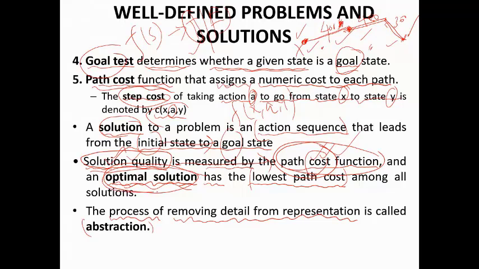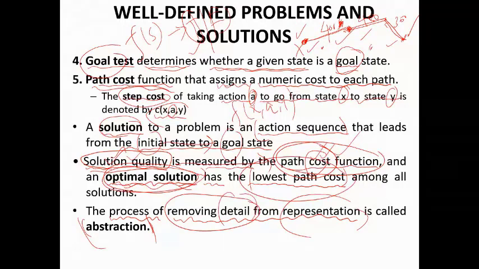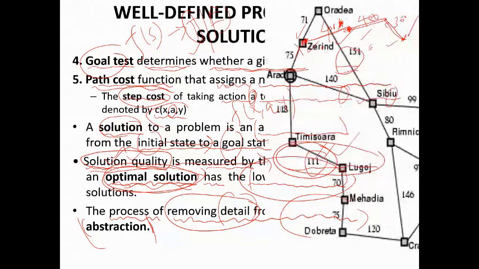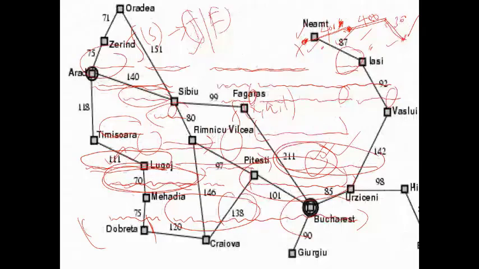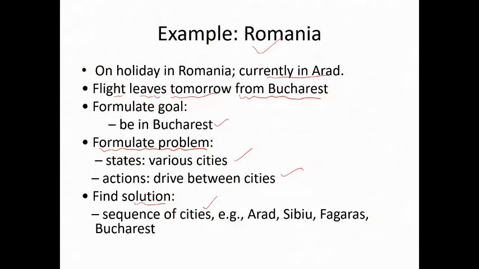The process of removing details from the representation is called abstraction of the problem. Most of the time we do abstraction to understand the problem. This is all we do for understanding the problem. So the process of removing details from representation is called abstraction. This is an example, and the example is the same.